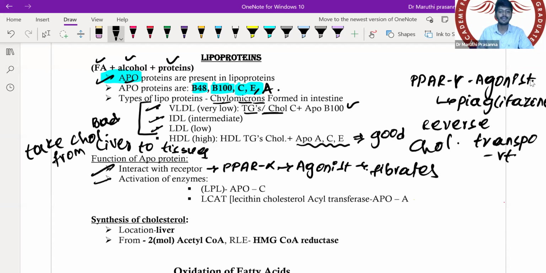Then they can activate enzymes such as lipoprotein lipase. Lipoprotein lipase is activated by apoprotein C. They can also activate the LCAT enzyme, lecithin cholesterol acyl transferase, which is activated by apoprotein A.